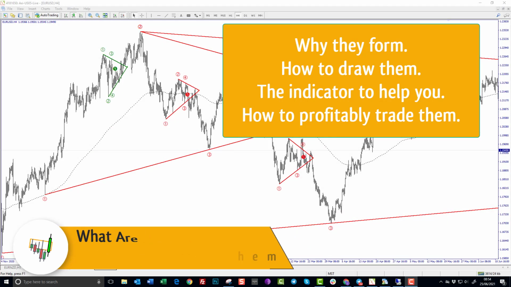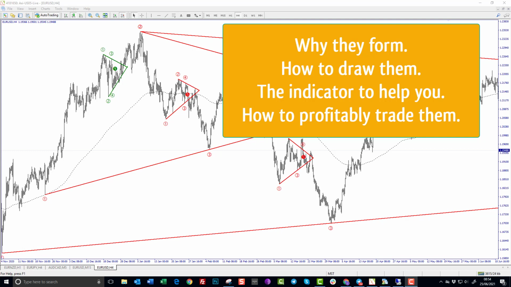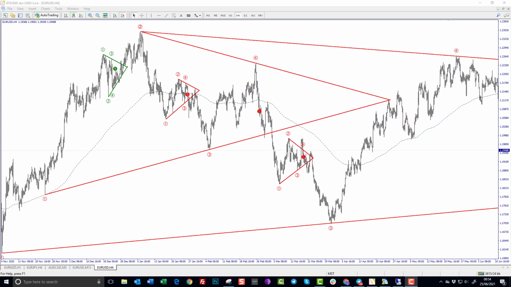Okay, so today we're going to have a look at symmetrical triangles and how to trade them: what they are, how they work, indicators that can help you, and how to profitably trade symmetrical triangles. So let's take a look at what they are.